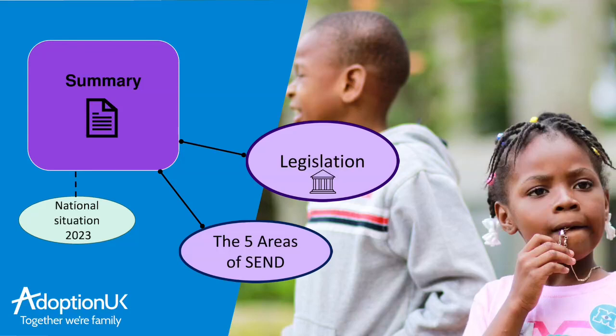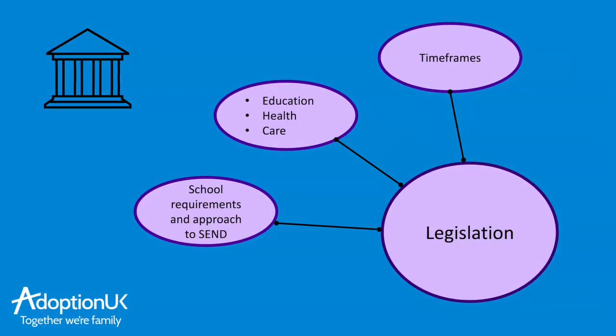Okay, if we have a quick look at the legislation behind EHCPs, as I say, I'm assuming that you already have or are on the path to having an EHCP. There are 3 aspects: education, health and care, focusing today primarily on the education. If a child's not in education, then it's a little bit more complex as to whether they have an EHCP.